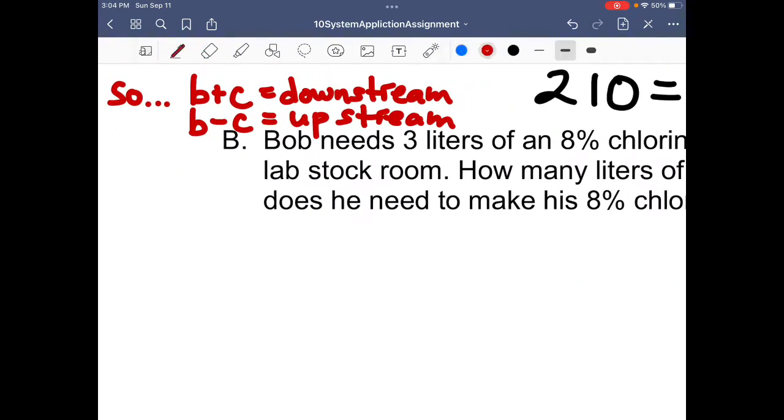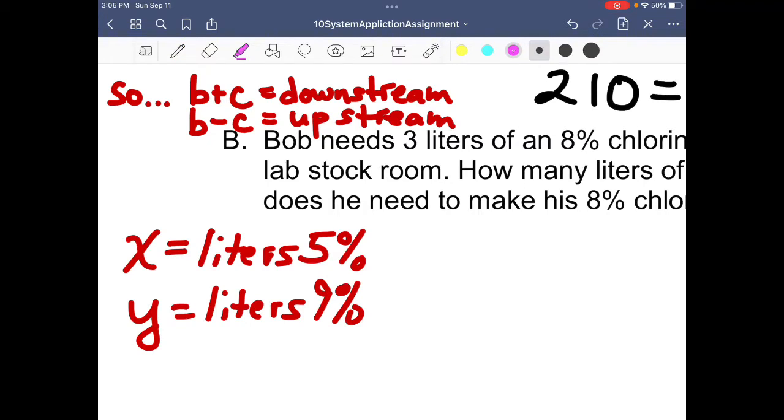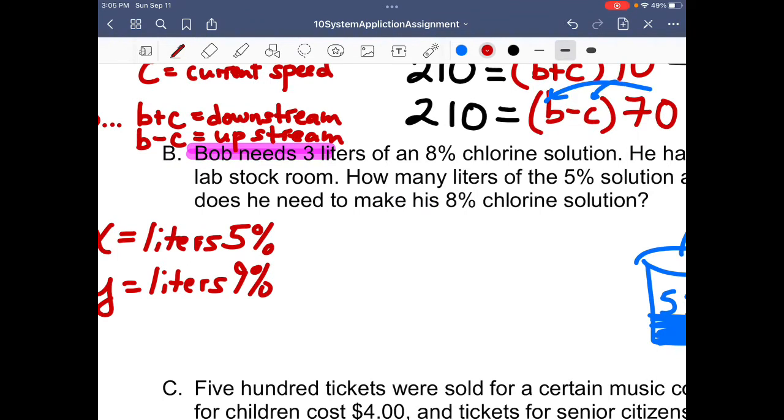So let's start, again, where all good system problems start. That is with your unknowns. And just like we said, we're trying to figure out how many liters of the 5% do I want to pour in, and how many liters of the 9%. So those are our variables. Now, if you look at the very first few words of this problem, Bob needs 3. Bob needs 3 is actually a simple statement about x and y. Literally about x plus y.